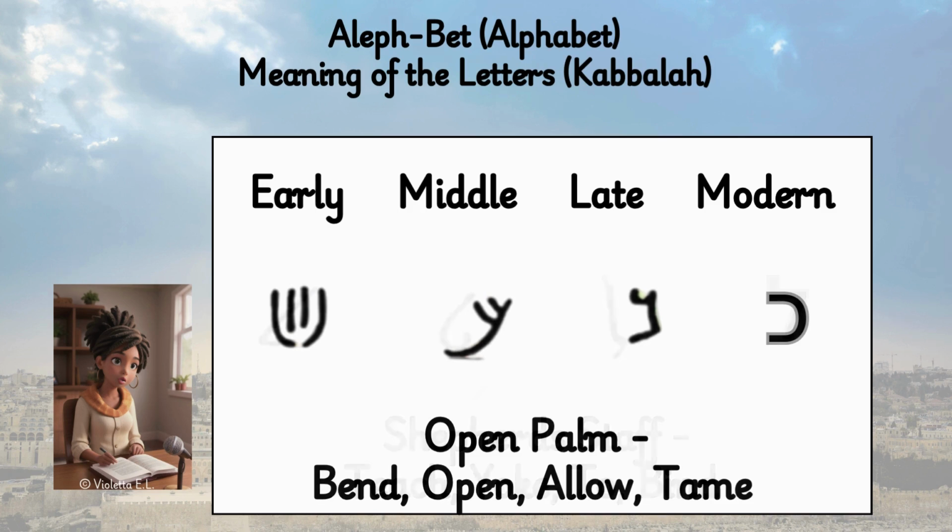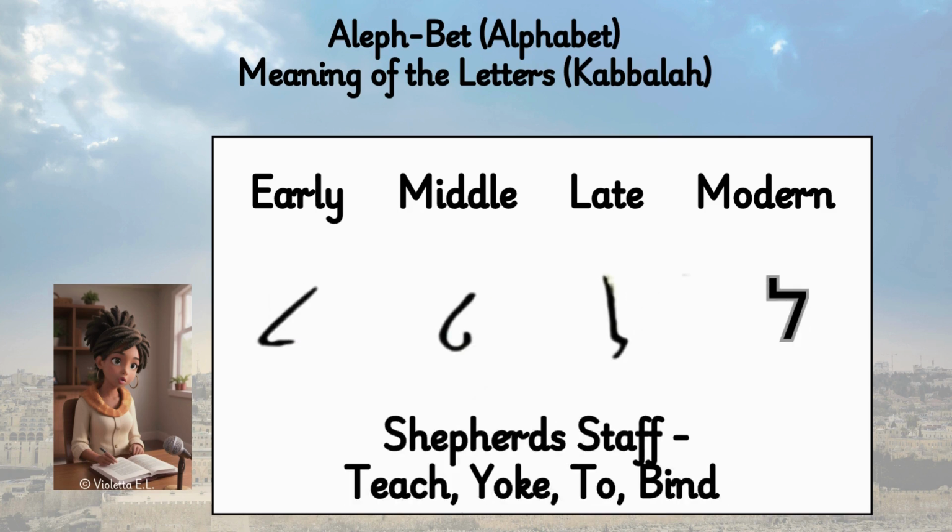Lamed represents a staff, symbolizing teaching or guidance. It is a symbol of learning. It is translated literally as the word for learning, and also staff or goad. It is located at the center of the alefbet and represents the heart.